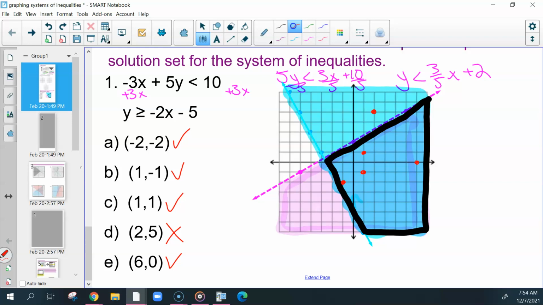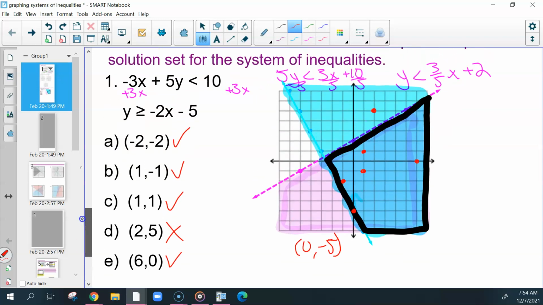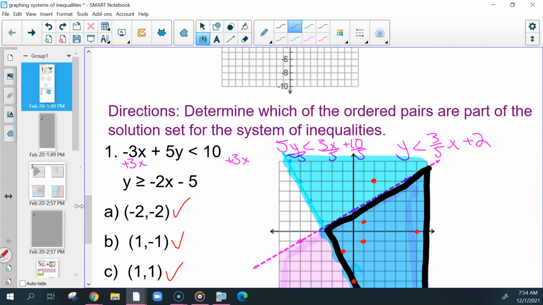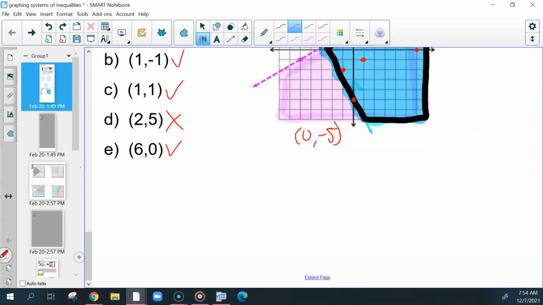What if I had something like this on this line? This point 0, -5. Do you think this would be a solution? Yes, because it's on the solid line. Okay. So when there's one, that works. We need to make sure this works for both. If it doesn't work for both, then it's not a solution. So let's test that and see. So we're going to put this into this and this, both inequalities. I'm going to rewrite them so I know them.